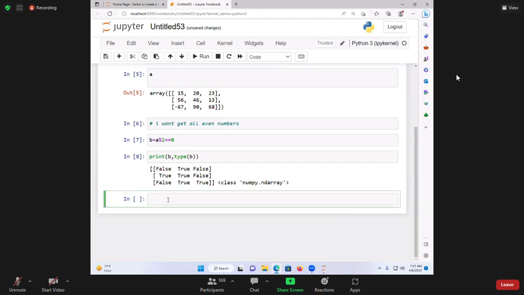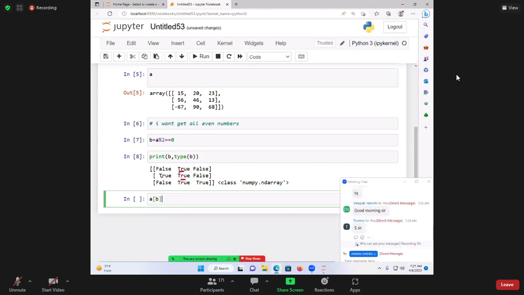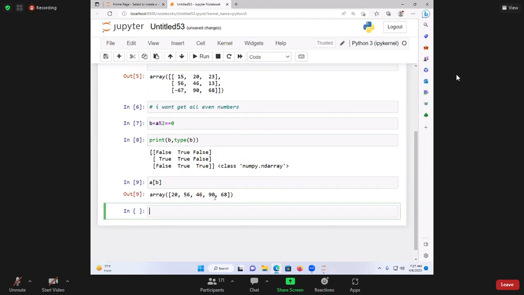That Boolean array, you pass to B. A of B. All the corresponding entries that are true will be retrieved from where? This A itself. You see that now? What are the elements coming now? These are the elements belonging to what? Come on, what numbers are they called?